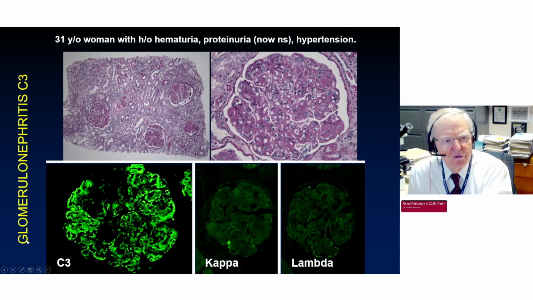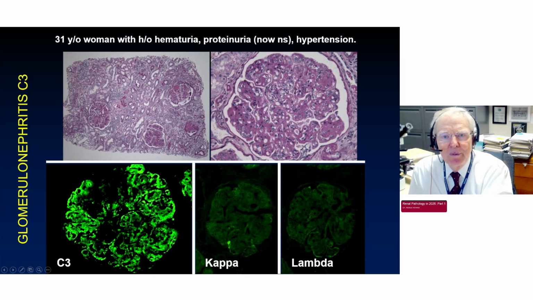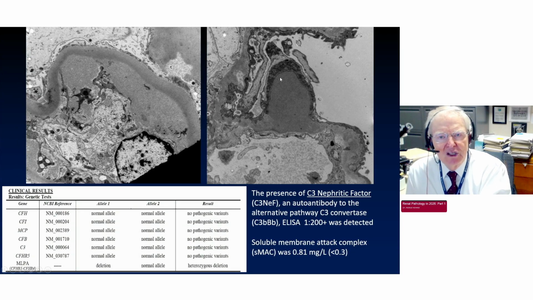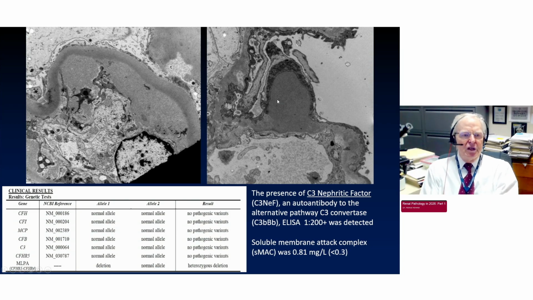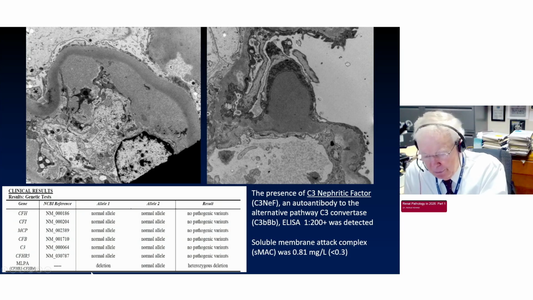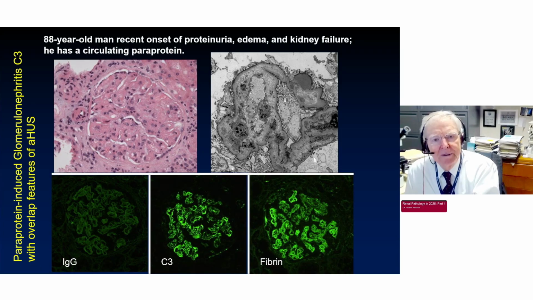Here you have a case of a glomerulonephritis C3 or C3GN. The C3 dominates here. There is no kappa, no lambda, no immunoglobulin, but a massive membranoproliferative pattern of injury. Frequently, these patients have hump-like structures, and you can demonstrate very often in these patients, like in this case, a completely normal genetic panel for the complement systems, but these patients have very often an acquired condition.